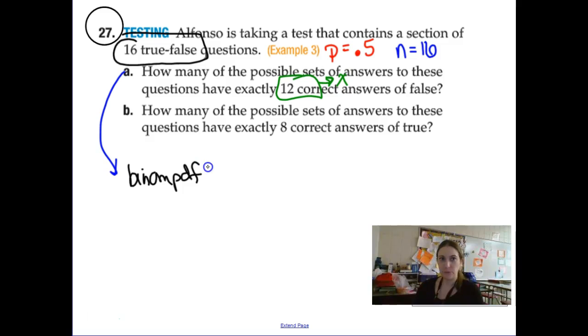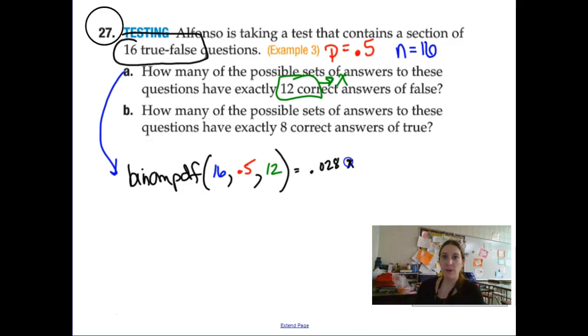So, total number 16, 50-50 shot, and exactly 12. And this is going to tell us the probability that this occurs, which I think I did write down. It comes out to roughly 0.028.